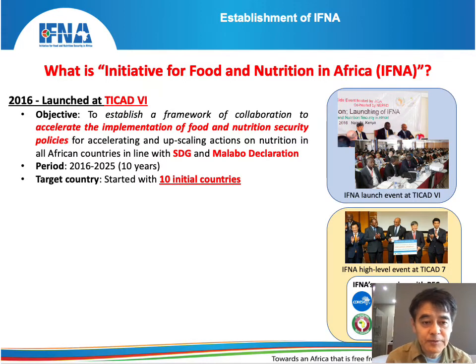The objective of IFNA is to establish a framework of collaboration to accelerate the implementation of food and nutrition security. It is a 10 years initiative started in 2016 and ending in 2025. Target country was initially 10 countries, but it was expanded later.